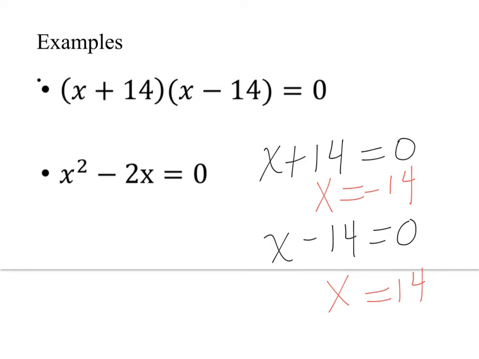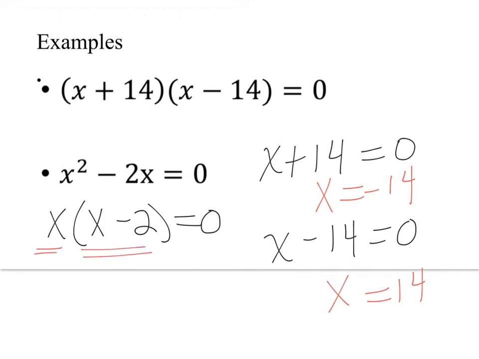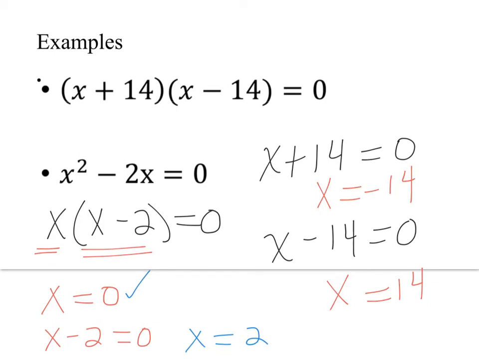The second example here is not factored yet. This is factored with a GCF. So I have two factors, x and x minus 2. I'm going to set each of those factors equal to 0. I'm going to let x equal 0 and x minus 2 equals 0. What's nice about the first one is that it's done. For the second one, I would add 2 to both sides, and the second solution is x equals 2.